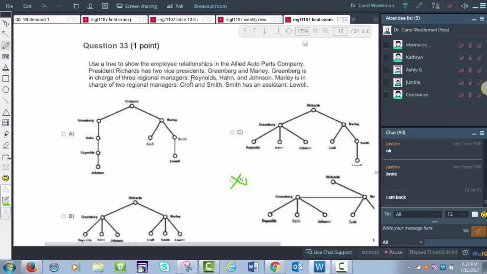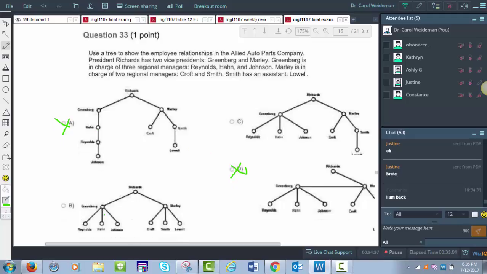Greenberg is in charge of 3 regional managers: Reynolds, Hahn, and Johnson. This one is not showing them reporting to him as the boss, so we can eliminate it, because this one looks like Johnson reports to Reynolds, who reports to Hahn. Let's see, this one looks good here.